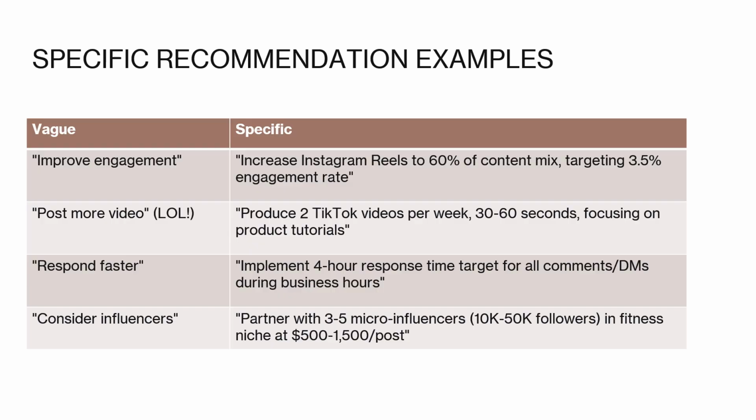Consider influencers specifies what kind, right? Partner with 3 to 5 micro-influencers. And then, in case the person reading this doesn't know what a micro-influencer is, you have to explain things. 10K to 50K followers, in the fitness niche, presuming that's your brand, at $500 to $1,500 per post. Notice the budget range. That's the kind of detail that makes a recommendation real. When you make a recommendation, you want to tell people how much it's going to cost because sometimes that's really what they care about. So look at every recommendation in your final report and ask, is this the vague version or the specific version? If it's the vague version, rewrite it.